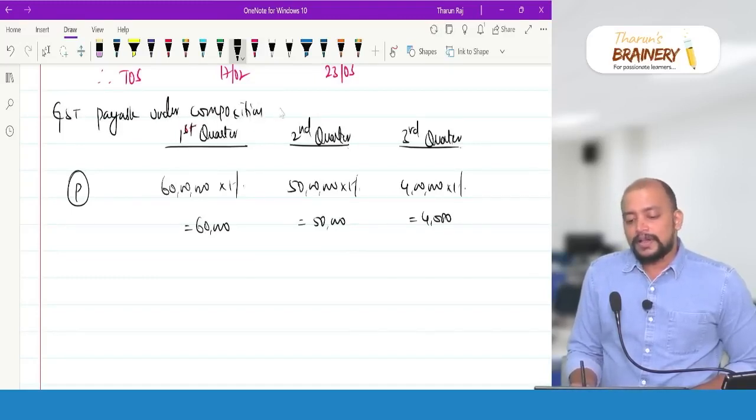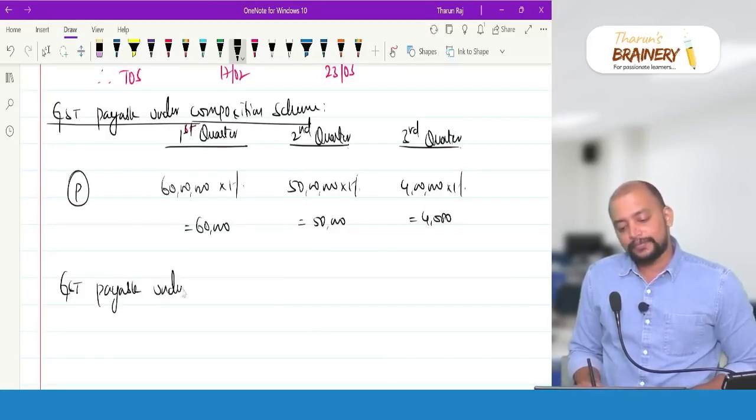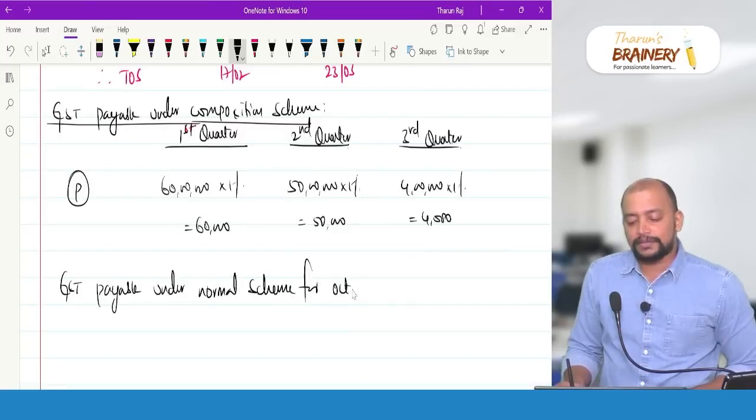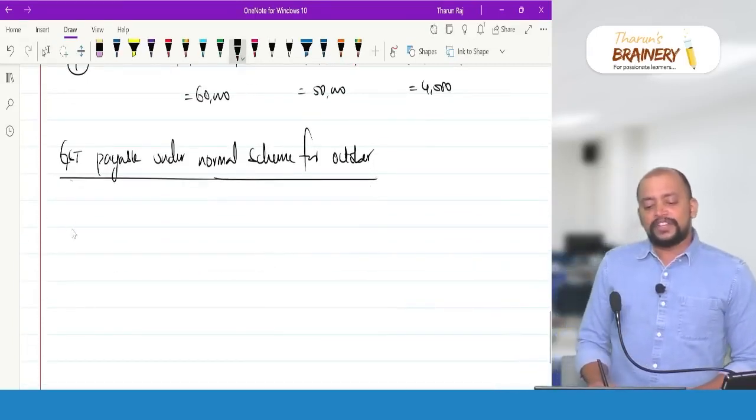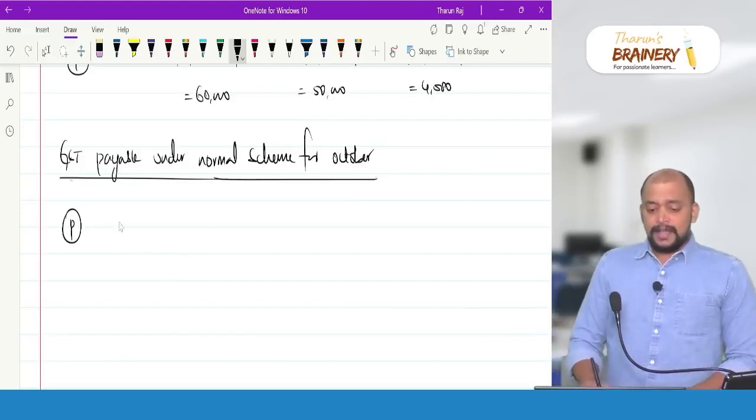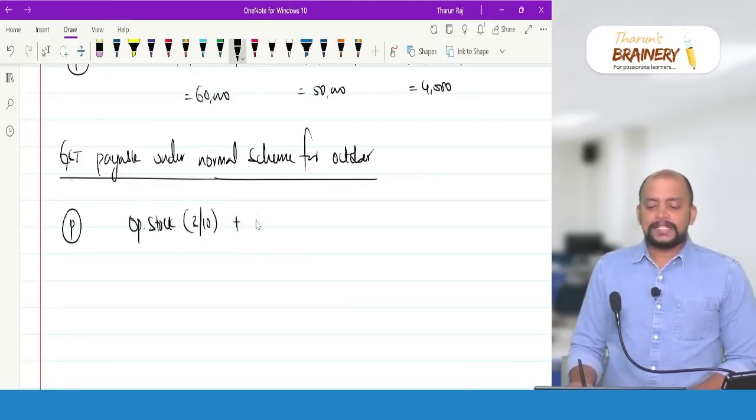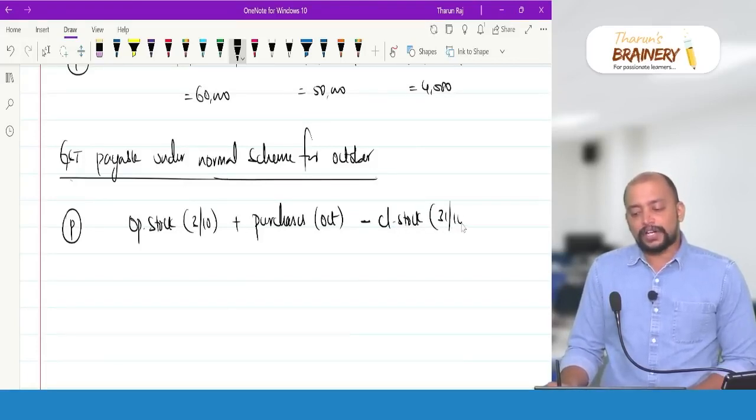Now, I may also ask another question if I am setting the question paper. GST payable under normal scheme for October month. Again, only with respect to product P. How to do this? Opening stock as on 3/10 plus purchases during October minus closing stock as on 31st October equals to cost of goods sold.